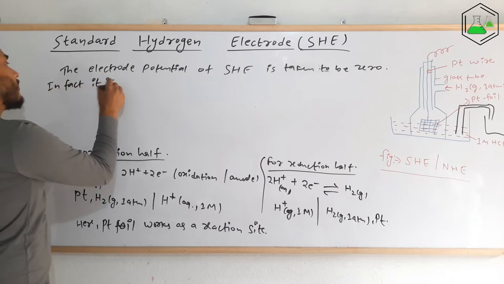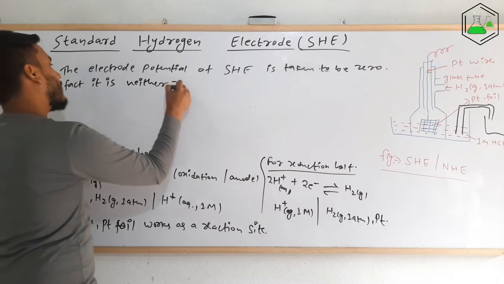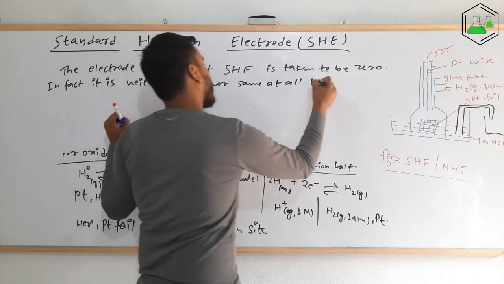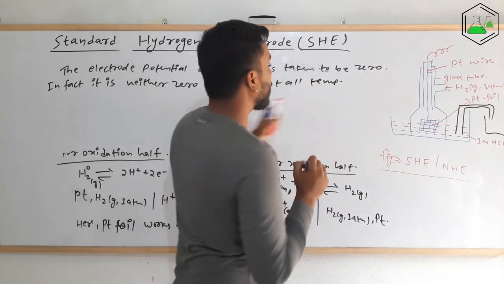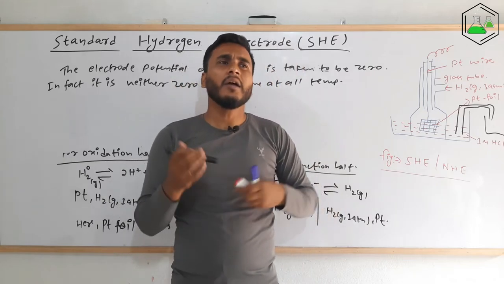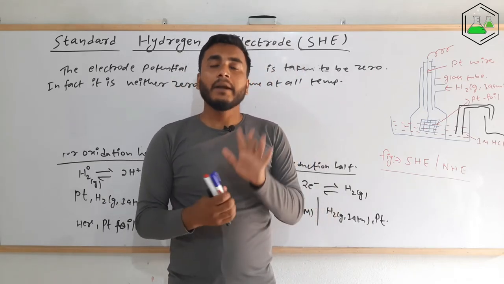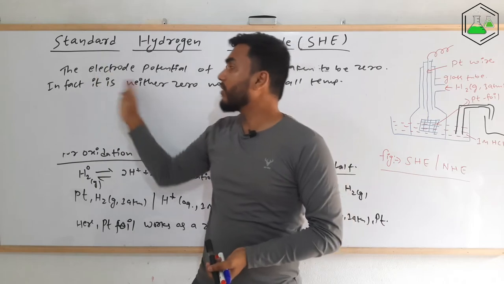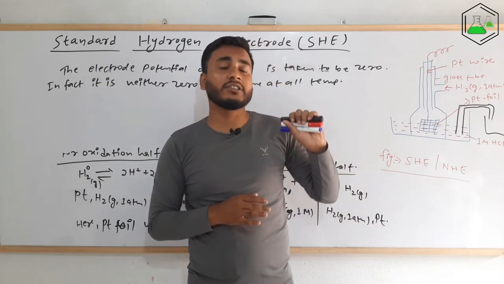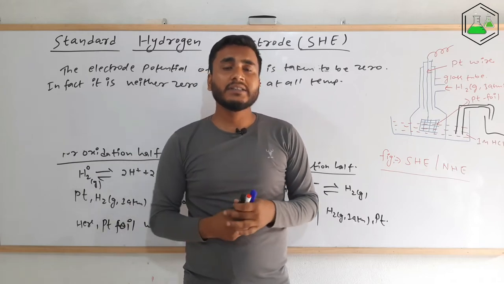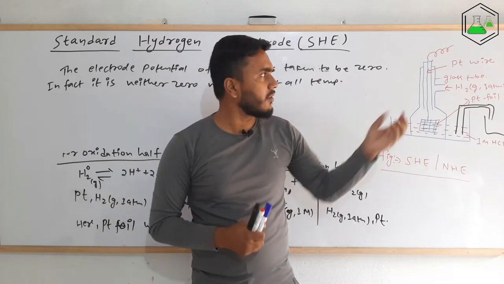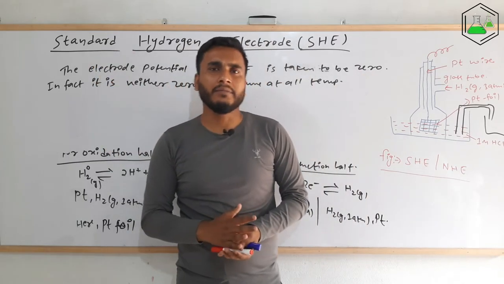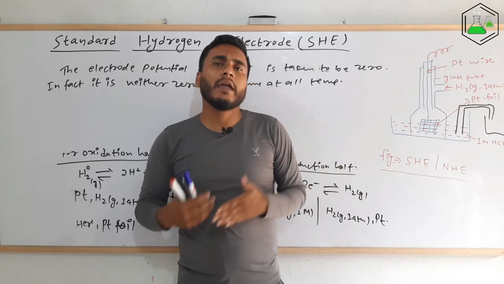In fact, it is neither zero nor the same at all temperatures. Actually, it is taken as zero at 25 degrees Celsius, and it is taken as zero at every temperature. But in actual fact, the electrode potential of SHE is neither zero nor constant at all temperatures. It keeps changing, but still we need a reference electrode, so we consider it to be zero. But nowadays we don't actually use this electrode frequently. The reason is that there are other electrodes that give accurate results.